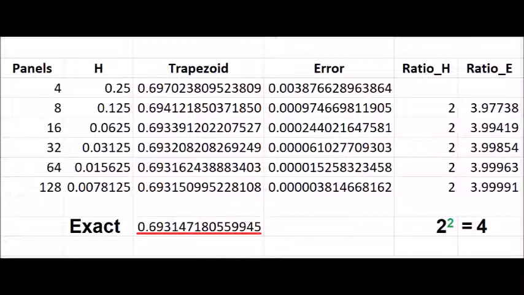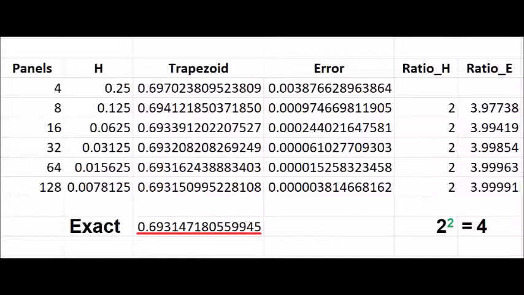Now to explain the 5th column. Because we double the number of panels from one row to another, it makes sense that the quotient of subsequent mesh sizes h equals 2. Consider the first 2 rows. For example, 0.25 divided by 0.125 is 2. The same applies to every other row in the table.